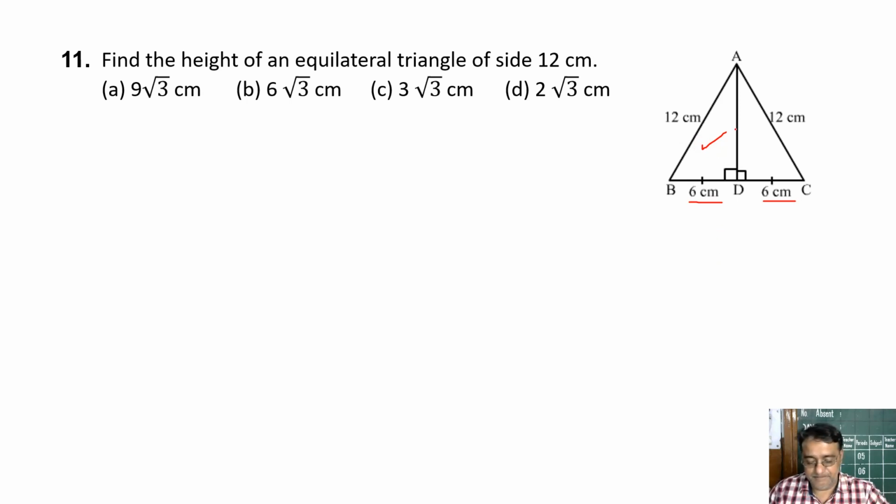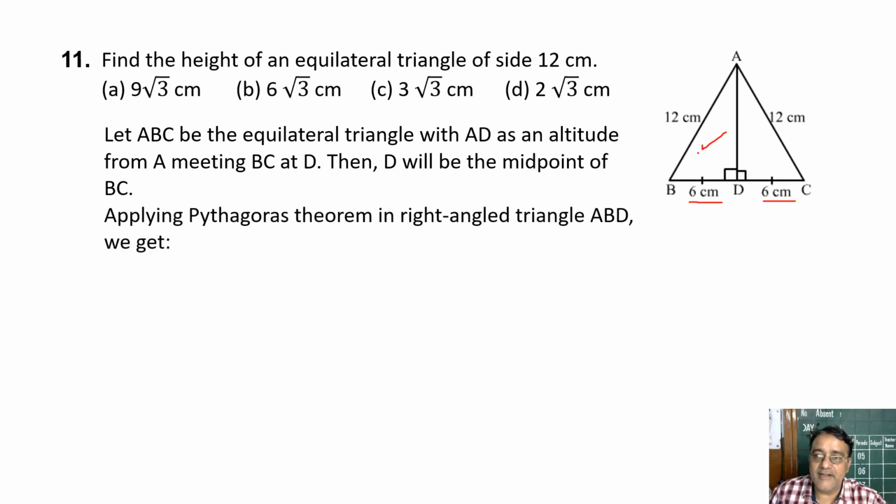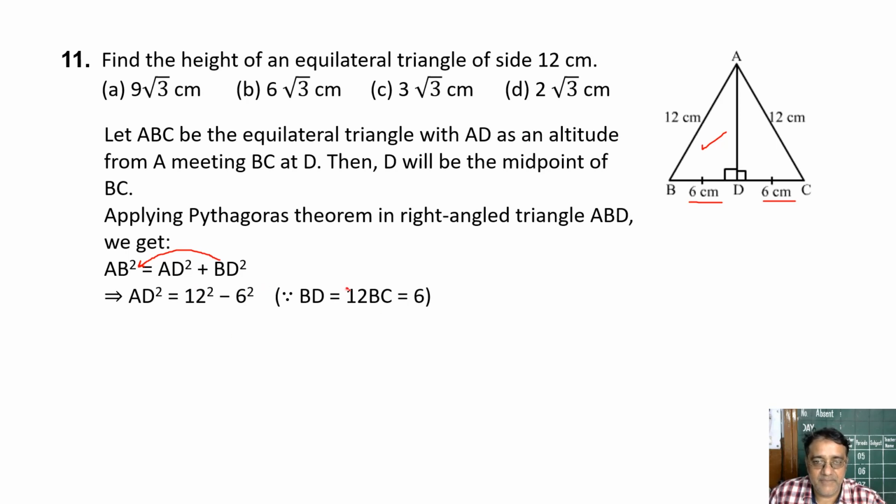So how will you find? Pythagoras theorem. Yes, by Pythagoras theorem, we get AB square is equal to AD square plus BD square, and AD square will be AB square minus BD square, that is 12 square minus 6 square. BD is half of the base. So 12 square is 144 and this is 36, so 144 minus 36 is 108.